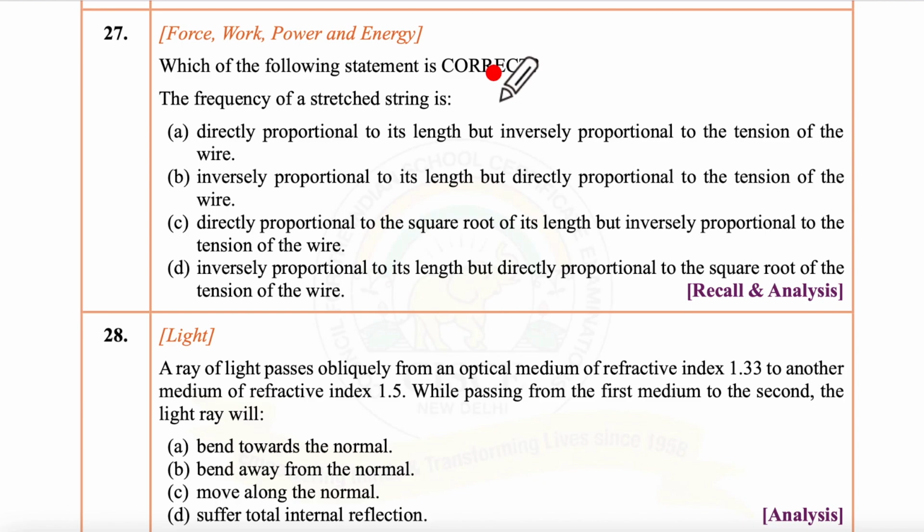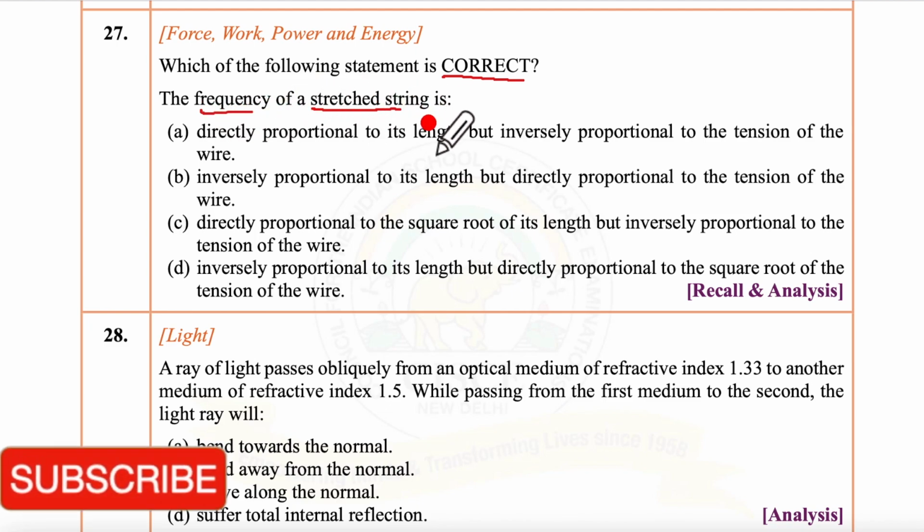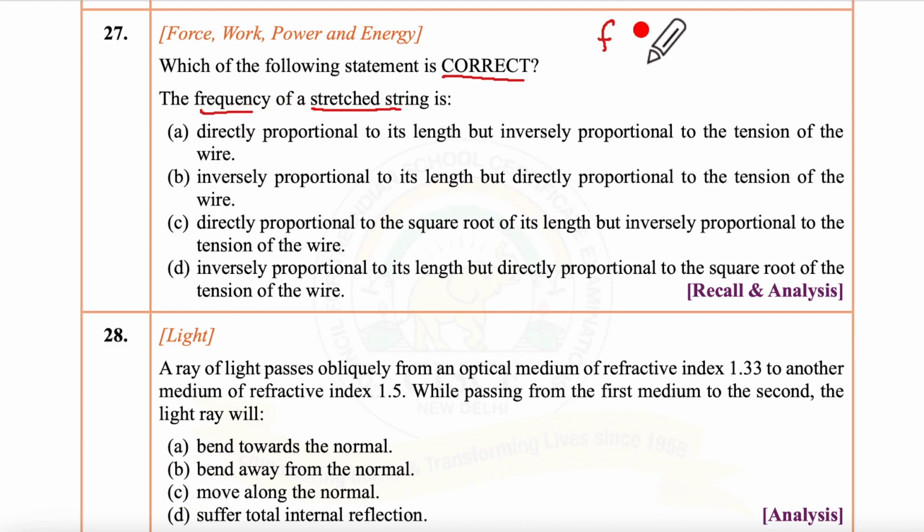27th. Which of the following statements is correct? The frequency of the stretched string. Now when we talk about frequency of a stretched string, you must have these in front of you. It's directly proportional to the length but inversely proportional to the tension? No, inversely proportional to the length and directly proportional to the root of tension. So this is not correct. Inversely proportional to length, correct, but directly proportional to the tension of the wire, it should be root of tension.